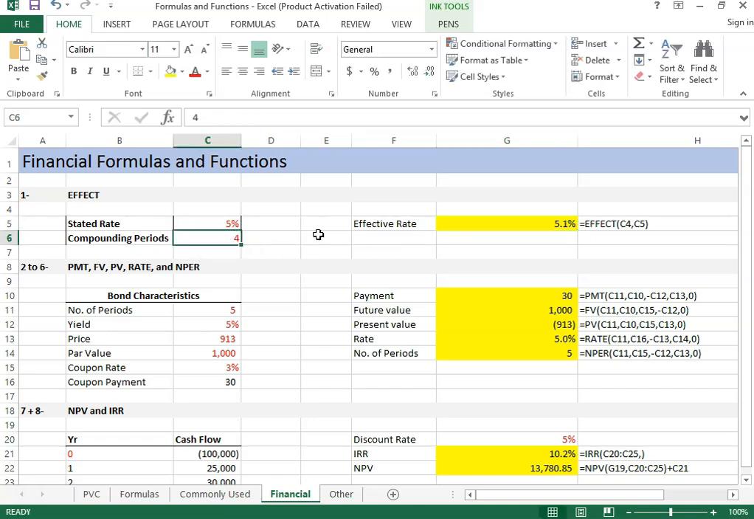If it is monthly compounding, I will use 12. If it is daily compounding, I will use 365, and if it is semi-annual compounding, I will use 2. So this is how you can calculate it.